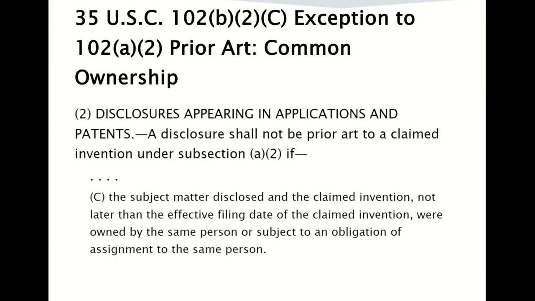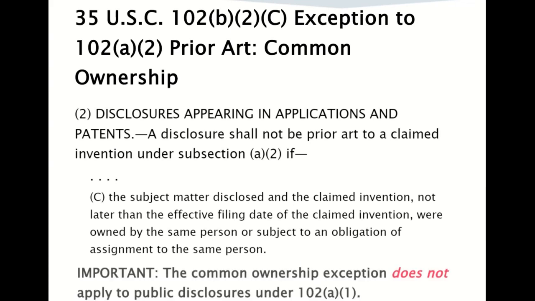This provides an exception to prior art for subject matter disclosed in U.S. patent documents that was commonly owned with the claimed invention, not later than the effective filing date of the claimed invention. This exception applies to U.S. patent documents which may potentially be 102(a)(2) prior art as of their effectively filed date. It has no counterpart for 102(a)(1) disclosures, which may be prior art as of their public accessibility date.